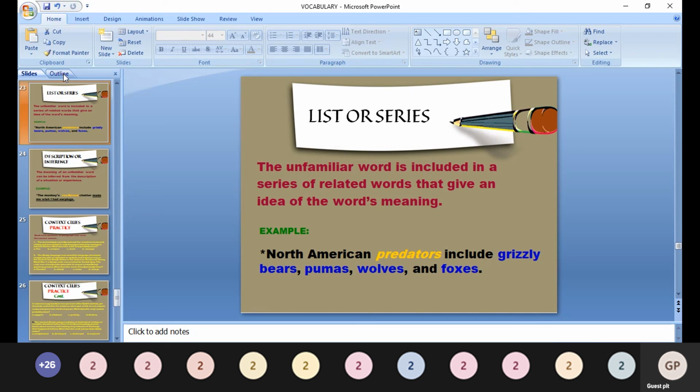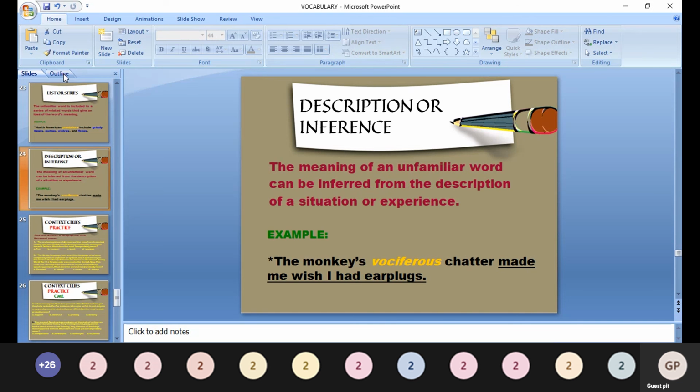Okay, so they are related. What do they all have in common? They are predators. They are carnivores. They eat another animal. So you can understand the meaning from that.